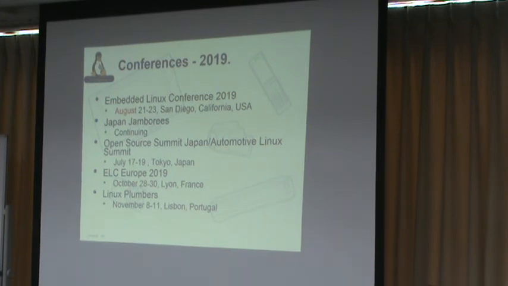Open Source Summit Japan and Automotive Linux Summit repeat again next year, later in the year, just moving back by 1 month to July, and that will be in Tokyo, north of Shimbashi, over toward Roppongi, somewhere over there. That should be a nice area to go to next year.